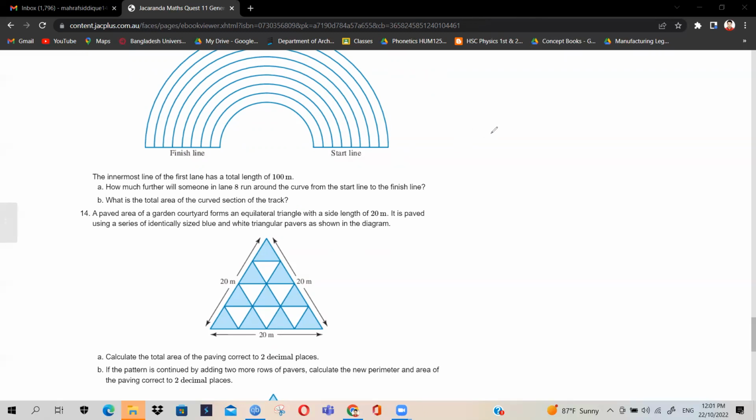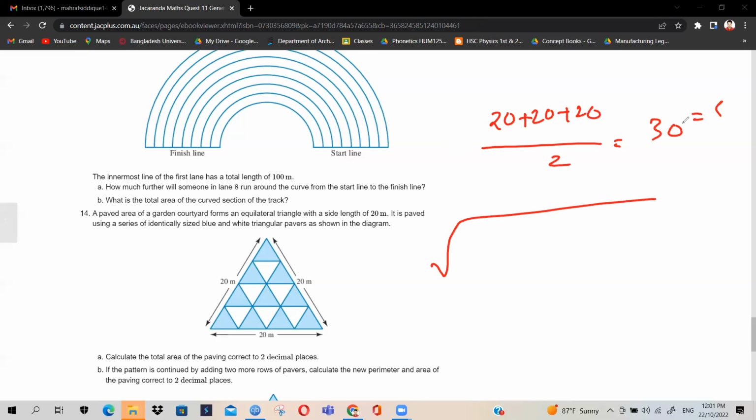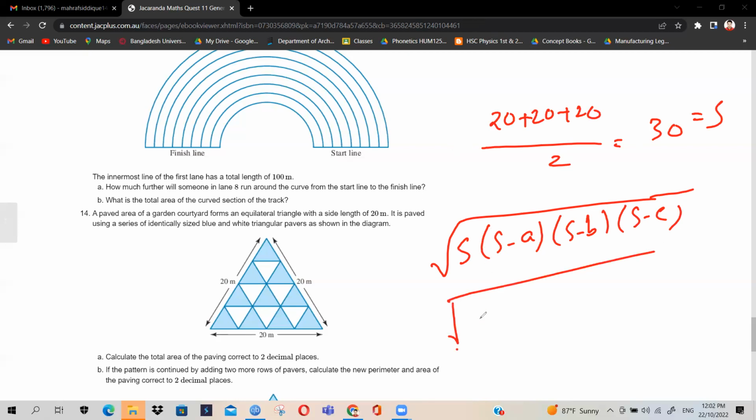For Heron's formula, you have to calculate the half perimeter, which is 20 plus 20 plus 20 upon 2, which is equal to 30. Then it would be the root of s multiplied by s minus a into s minus b into s minus c, if we consider this to be s. So this would be an easier way, and it would do it real quick. That would be 30 multiplied by 10, 10, and 10.